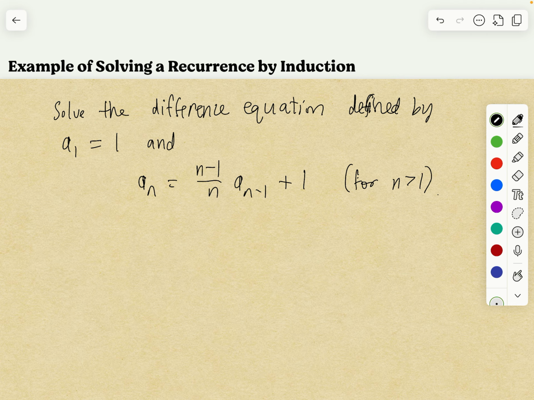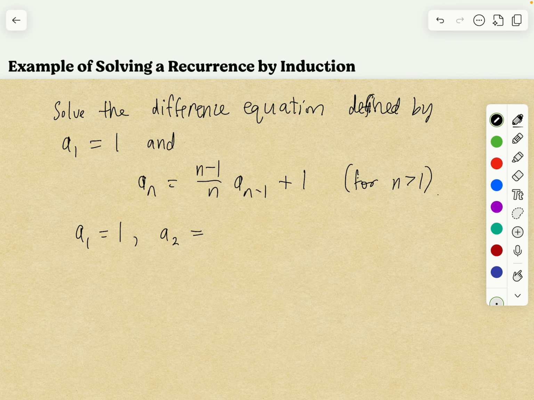All right, so we need to find a formula for the a sub n's in terms of n. And looking at this, it's not very easy to see what a formula could be. So a good way to get started would be to calculate the first few terms. We're given that a1 is 1. Notice that we cannot use the recurrence to actually figure out what a1 is. But we can use this equation that relates a sub n and a sub n minus 1. We can use that to find a2.